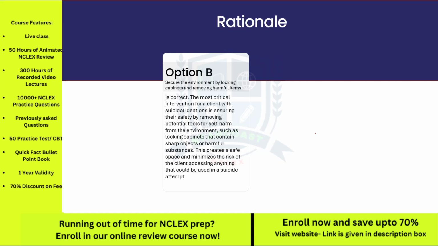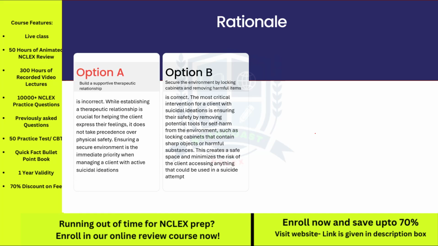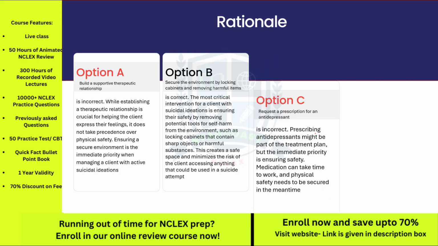This creates a safe space and minimizes the risk of the client accessing anything that could be used in a suicide attempt. A is incorrect. While establishing a therapeutic relationship is crucial for helping the client express their feelings, it does not take precedence over physical safety. Ensuring a secure environment is the immediate priority when managing a client with active suicidal ideations.